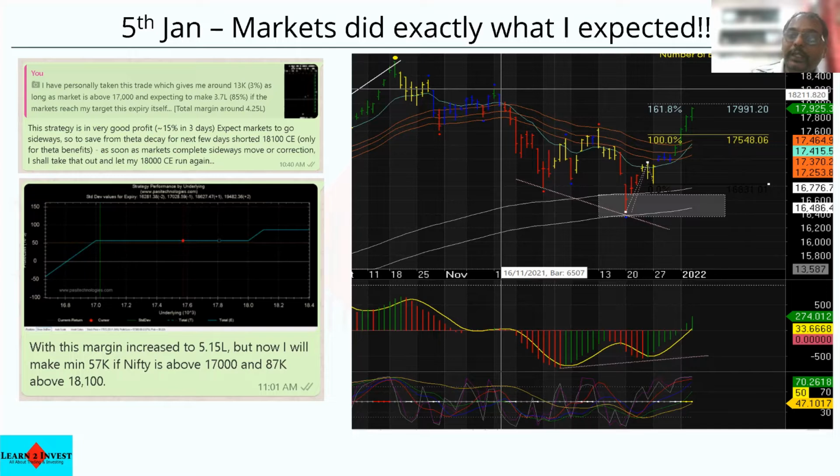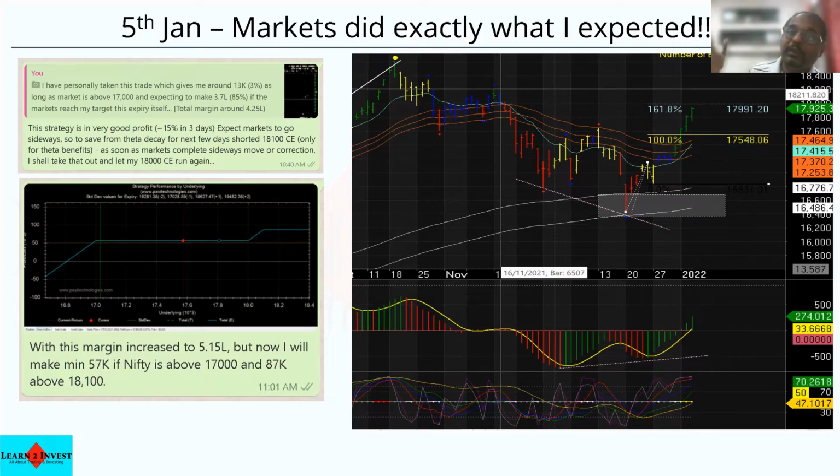And at that point in time, my total margin was about 5.15 lakhs. 57,000 is about 10%. Just 2 days later, now I am hopeful to take about 10% of my investments home.